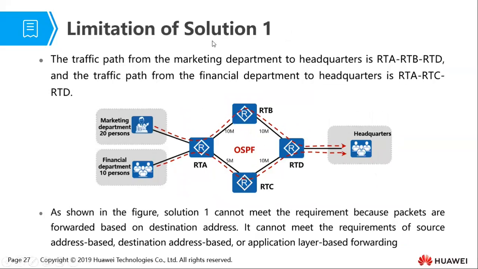So what is the limitation of that solution? Let's see. The traffic path from the marketing department to the headquarters is RTA, RTB to RTD. The traffic path from the finance department to the headquarters is RTA, RTC to RTD.